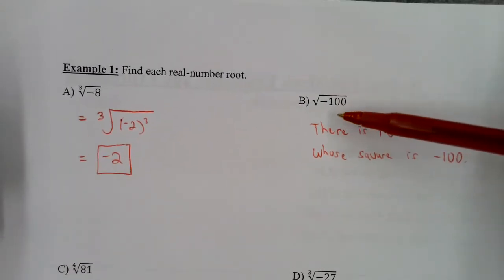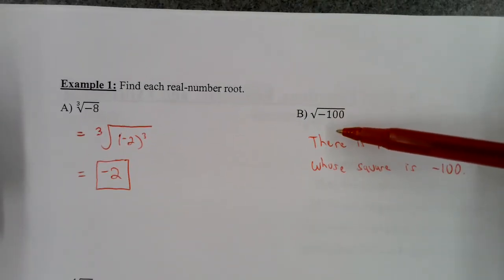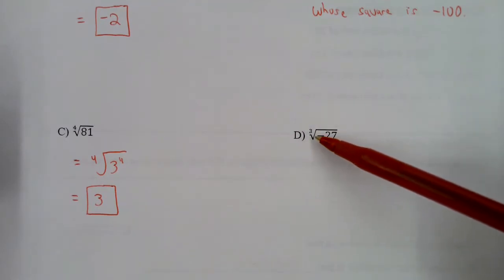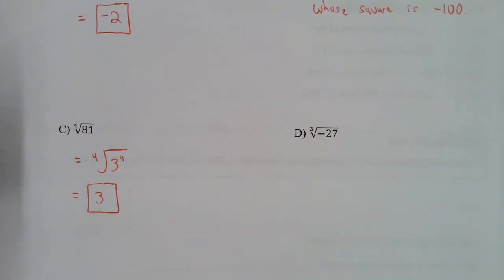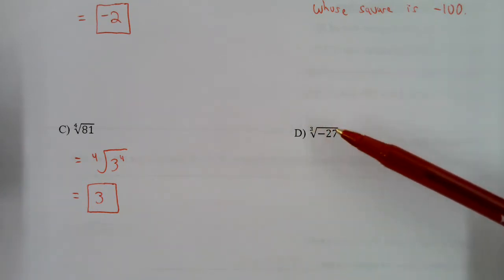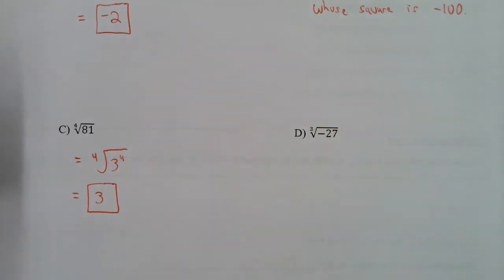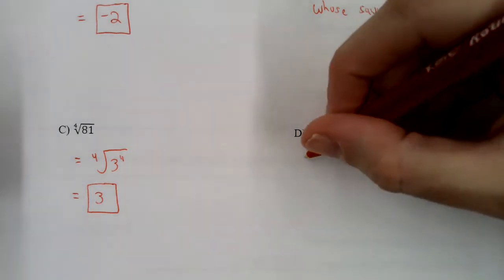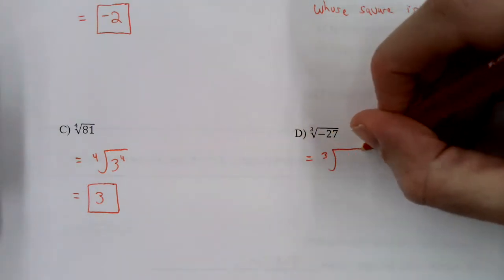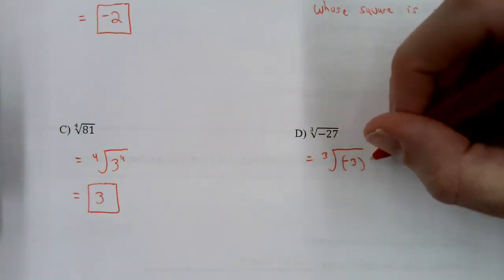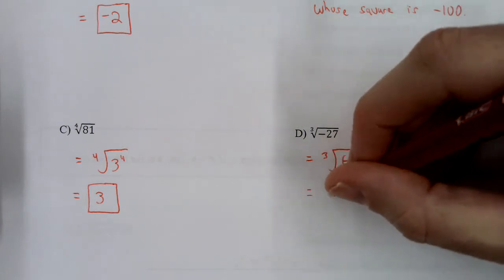Now for part B, there was no number that you can multiply by itself to get -100. But if the index is odd, then it is possible to have a negative for the radicand. If the index is odd, it is possible to have a negative for the radicand. Because if you think about it, -3 times -3 times -3 is -27. So negative 3 is the answer. And just to show you each step, this is really negative 3 cubed. So that's why the answer is negative 3.